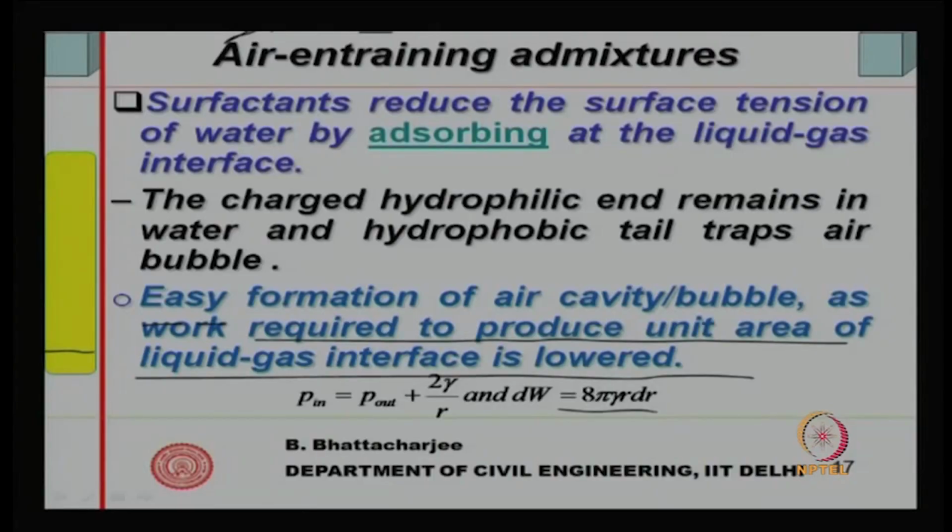So, if the surface tension is reduced, less work is required to maintain the surface. In fact, this will also get reduced. Therefore, the outside pressure P out is equal to the inside pressure, so this itself will get reduced. The possibility of bubble formation actually increases. So, there is easy formation of air cavity or bubbles, as the work required to produce unit area of liquid gas interface is lowered when surface tension is low.